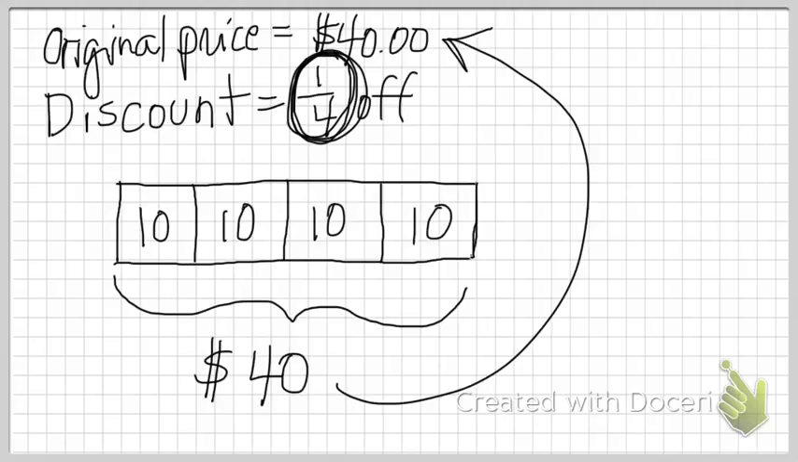So here's my whole. Now, if I know also that the discount is 1/4 off, I'm going to go ahead and just remove 1/4, because each one of these is 1/4 of my price. Each one of these $10 is 1/4. And just put the dollar sign there, might be helpful, because each one of these is worth $10.